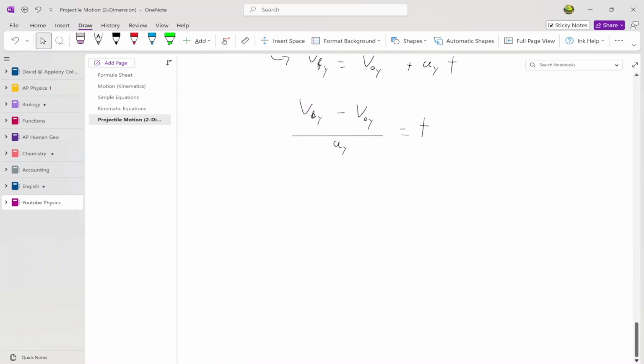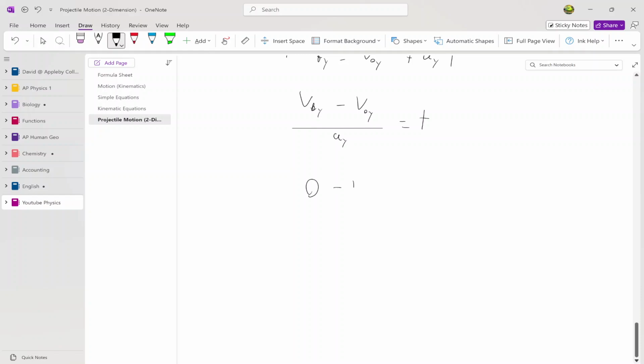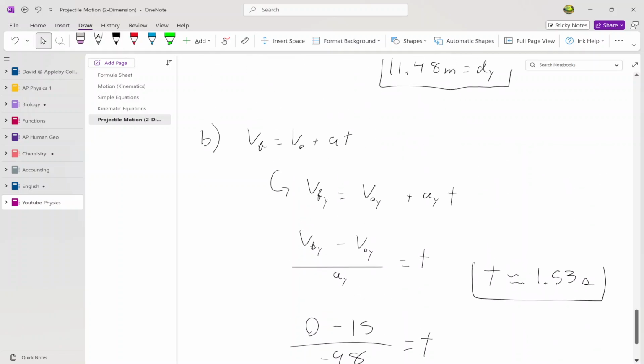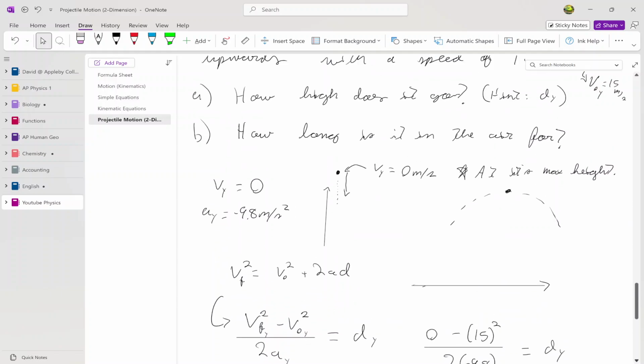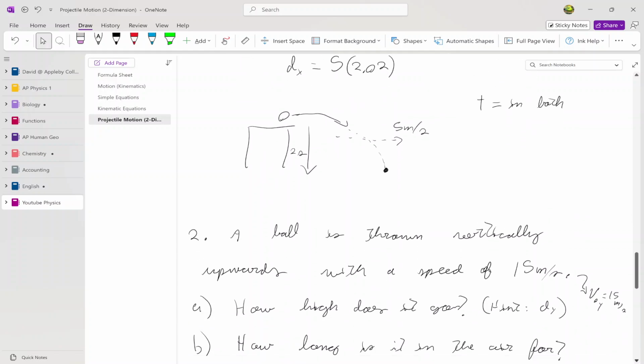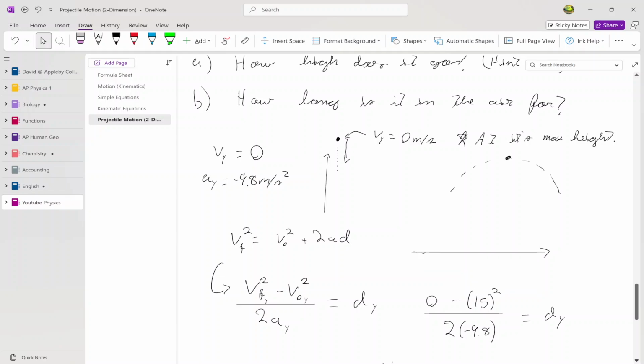So now just rewrite it one more time. 0 minus 15 divided by negative 9.8 equals time. So the time should be equal to around negative 15 divided by negative 9.8, which is around 1.53 seconds. So there we go. Remember, as we learned before, these kinematics equations are extremely important. You'll be using them quite a lot. Obviously, later on, you will learn other methods, which are much quicker and easier for solving these.